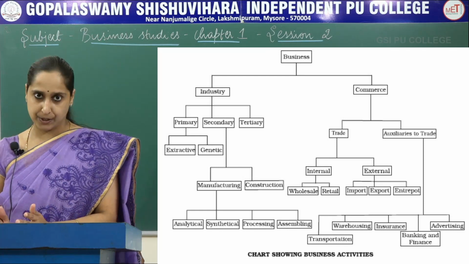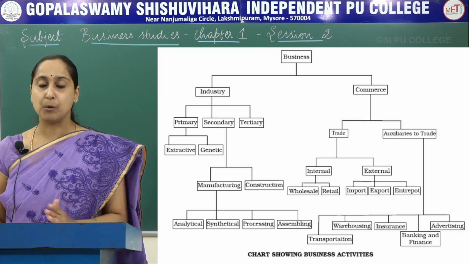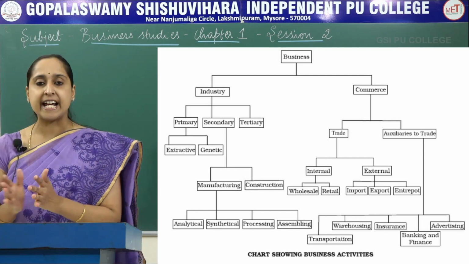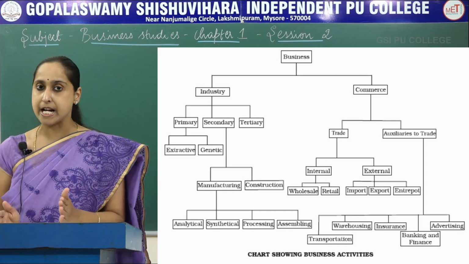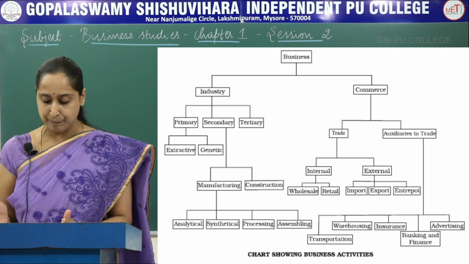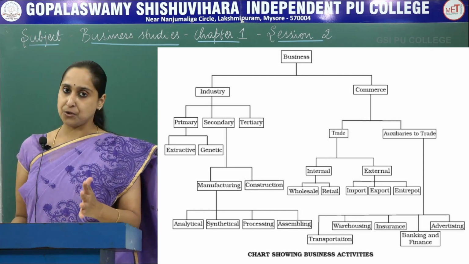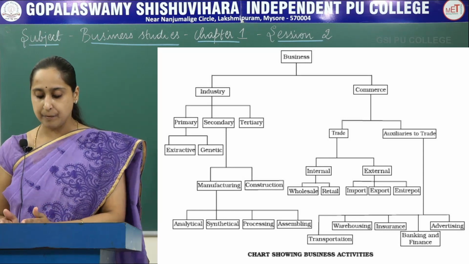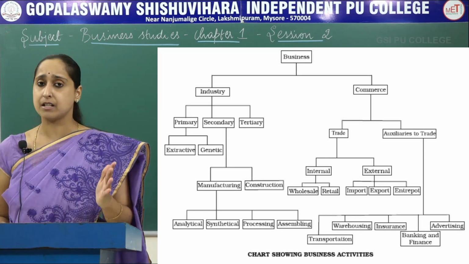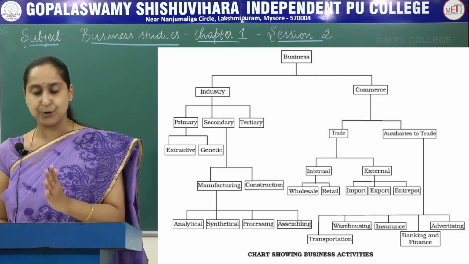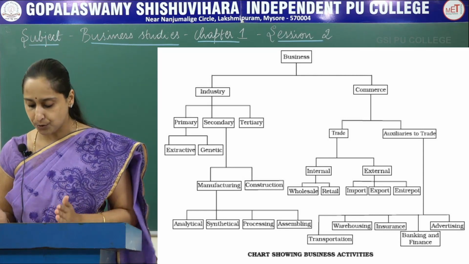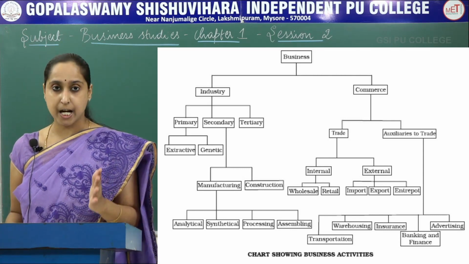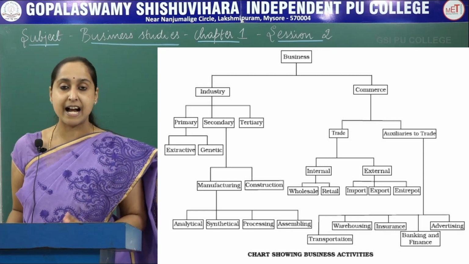Next is commerce. Commerce is divided into two: trade and auxiliaries to trade. Under trade, it is divided into two categories: internal and external. Under internal, it is divided into wholesale trade and retail trade. Under external, it is divided into three categories: import, export and entrepot. And under auxiliaries to trade, there are five types: transportation, warehousing, insurance, banking and finance, and advertising.